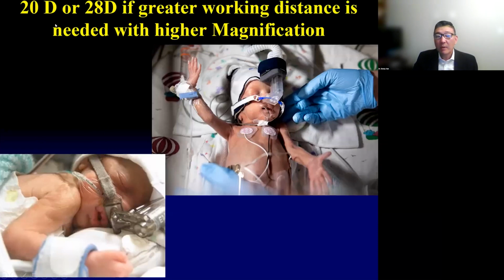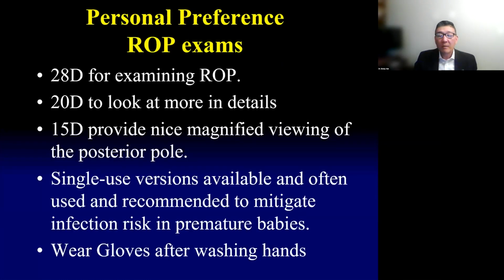The 20 diopter or 28 may be more advantageous if you have babies with nasal cannulas or CPAP or things like that, and they just have a lot of things around their face, and you can't get the lens close enough and you actually need it further away. Then the lower power with the higher magnification may be needed. From my experience, I use a 28 for examining ROP babies, and then I carry 20 with me.